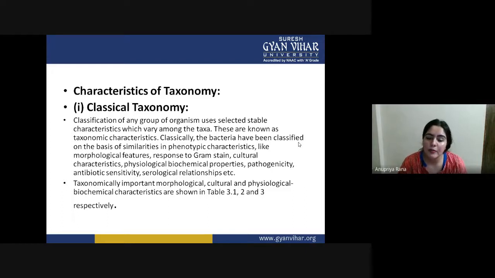Serological relationships are also very important, and that depends on the ecology with the normal, like blood. When we talk about serologies, or the blood things, the blood relationships have to be very important when we are classifying in classical taxonomy. So taxonomically important morphological, cultural, physiological, biochemical characters we will be going to see in a table.